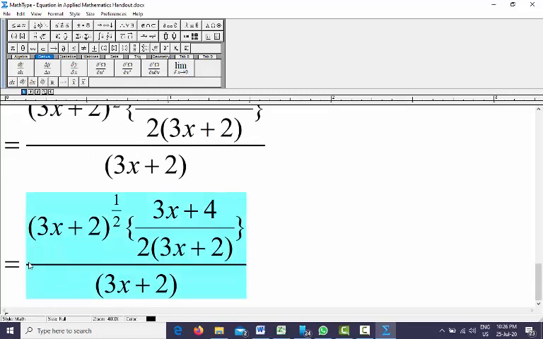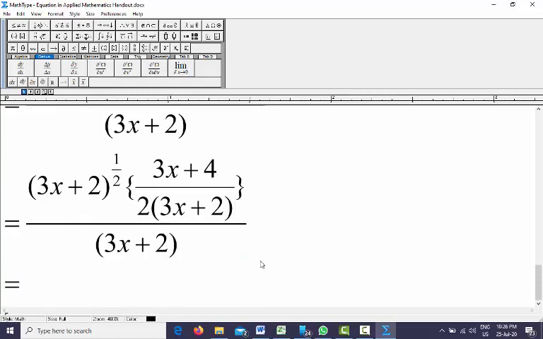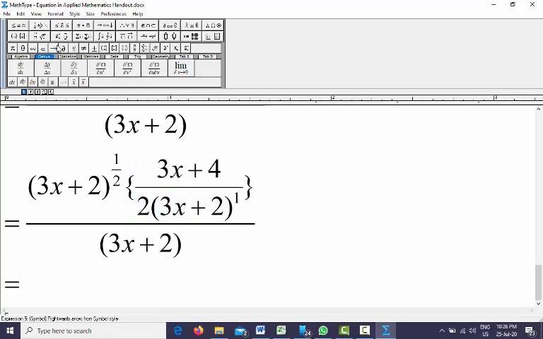If you simplify further, you can see here we got (3x + 2)^(1/2), and here we got (3x + 2)^1. Here we don't have any power, so that means the power is 1. So here we have (3x + 2)^(1/2), and here we have (3x + 2)^1.